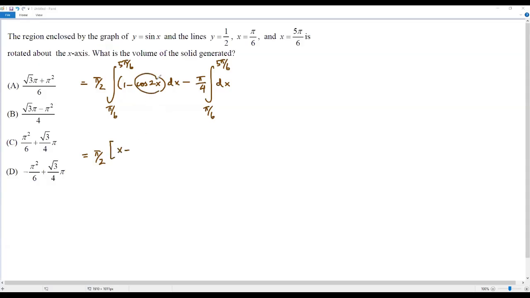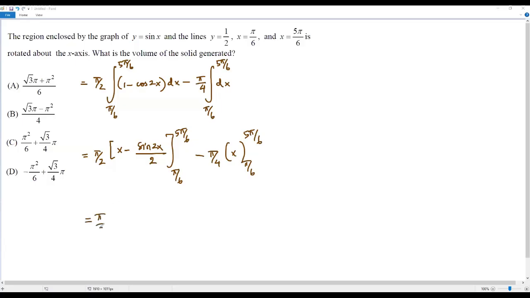And minus, when we integrate cos 2x with respect to x, it will be sin 2x, and it has to be divided by the coefficient of x over here, that is 2. And we have the limits of pi over 6 to 5 pi over 6, minus pi over 4 times the integration of dx, which is just x, and we have the limits of pi over 6 to 5 pi over 6.